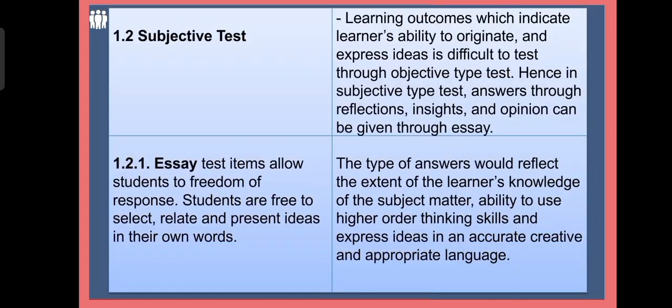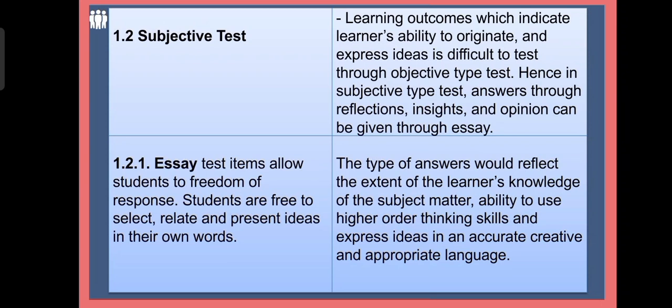Next, subjective test. Learning outcomes which indicate learners' ability to originate and express ideas are difficult to test through objective type tests. Hence, in a subjective type test, answers through reflection, insights, and opinion can be given through essay.